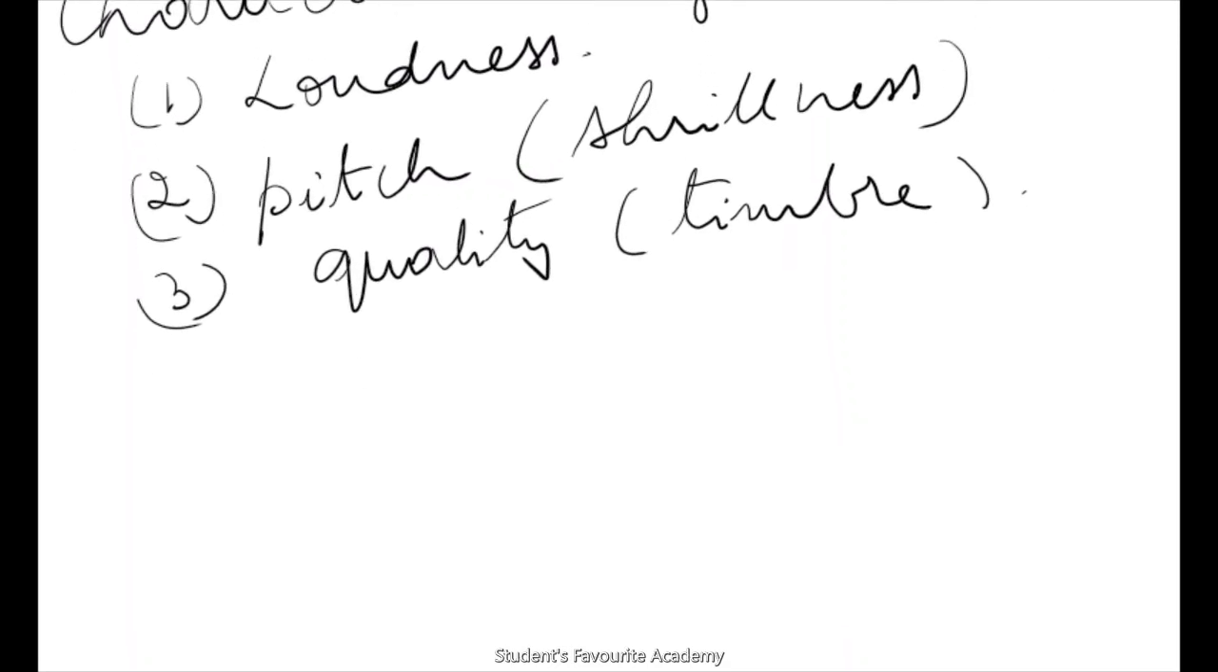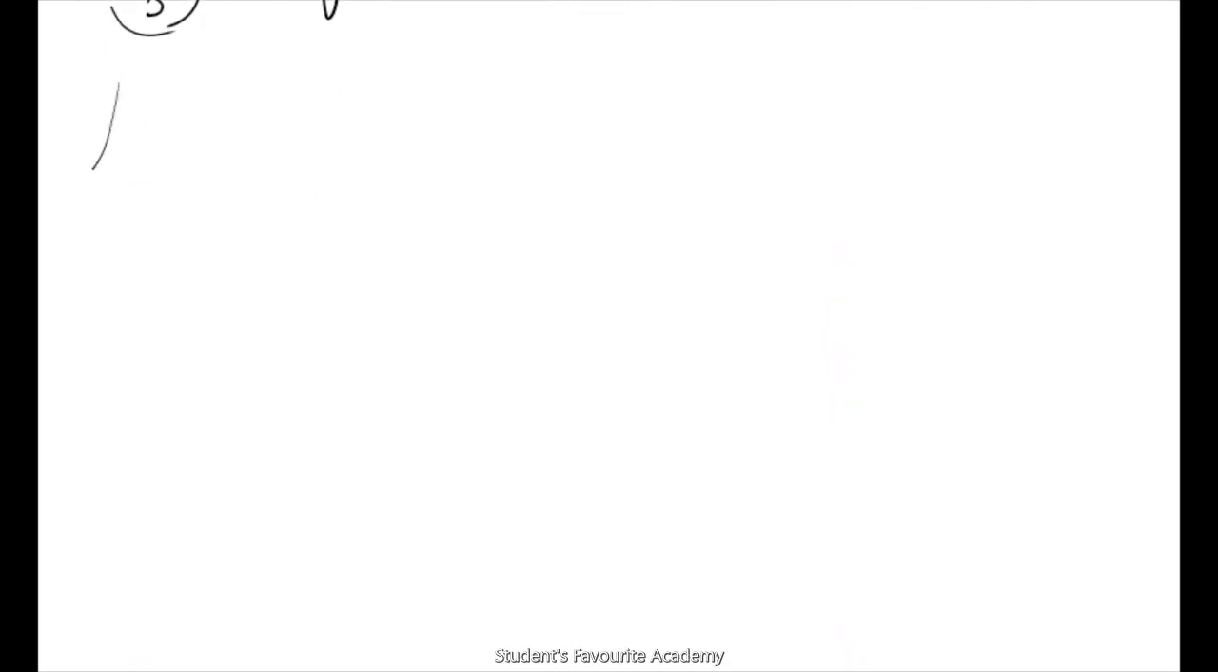Now, loudness. Loudness is the characteristic by virtue of which a loud sound can be distinguished from a faint one, both having the same pitch and quality. So with the help of loudness, we can distinguish two different types of sounds with different loudness. You can always make out which is a loud sound and which is a faint sound, isn't it? That is the property of sound called loudness.